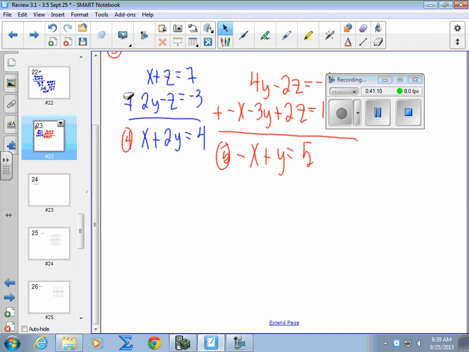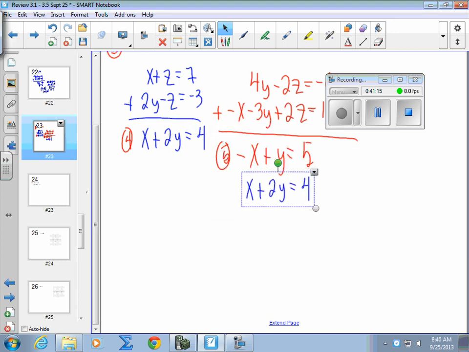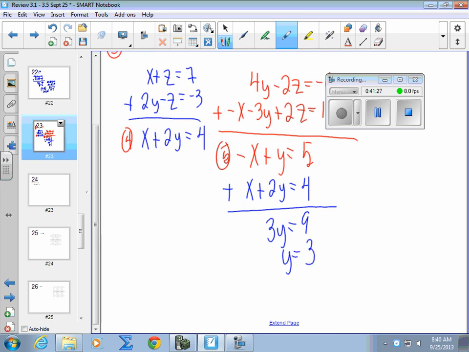We'll just move equation 4 underneath 5 and add these together. When we do, we eliminate x. So we have 3y is equal to 9. So y is equal to 3. Probably the easiest thing to do is to plug this back into either 4 or 5. Or you actually could go and plug it back into one of the originals. So if we plug it into 4, we have x plus 2 times 3 is equal to 4. We have x plus 6 is equal to 4. So x is equal to negative 2.